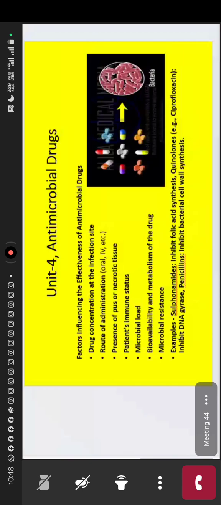Some examples of antibiotics are sulfonamides, which inhibit folic acid synthesis, quinolones, which inhibit DNA gyrase. It means they inhibit the synthesis of the nucleic acids of the bacteria. Penicillins inhibit the cell wall of the bacteria. So without a cell wall, the bacteria is not able to infect any other tissue.